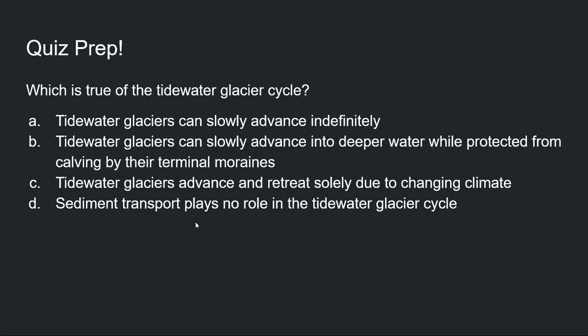And finally, sediment transport plays no role in the tidewater glacier cycle. That is absolutely wrong, because that sediment is the moraine. It is mostly due to sediment transport that the tidewater glacier cycle is a thing. So I hope that was clear enough. Let me know if that wasn't the case, and I'd be happy to help you with that and walk you through that process again.